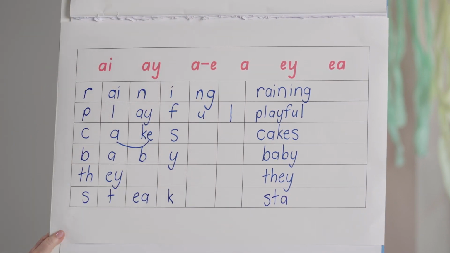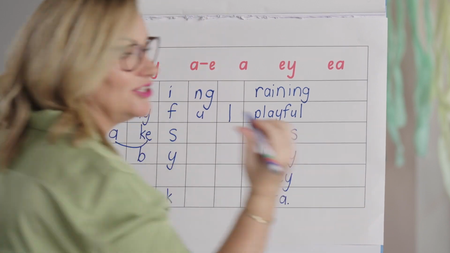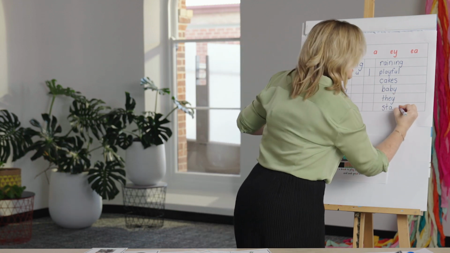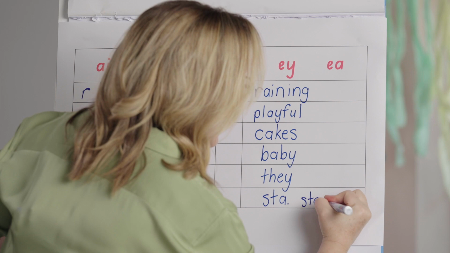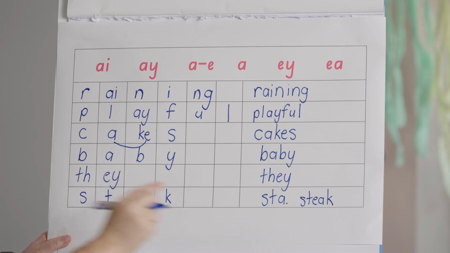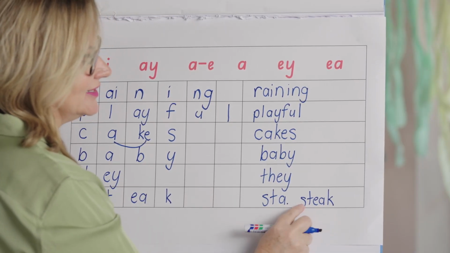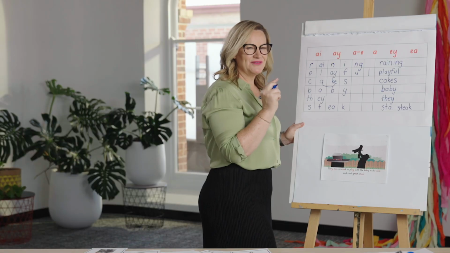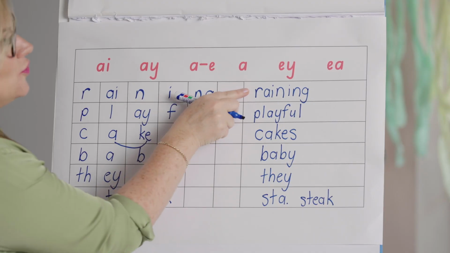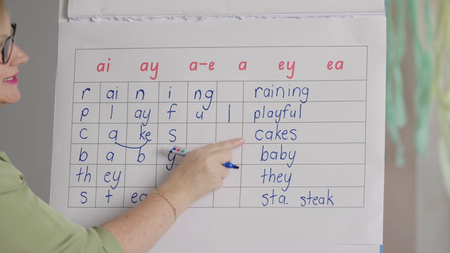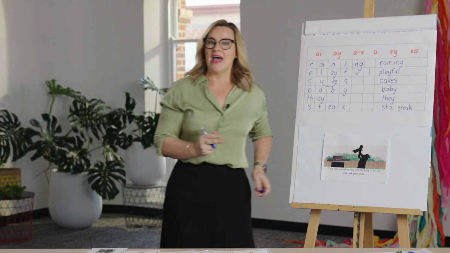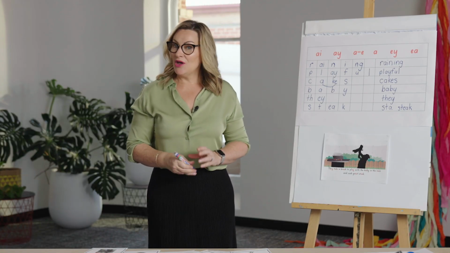Oh, Louise, what's happened here? Nope, I'm going to dot that. Try again. This time I'm going to say the E-A because my brain didn't remember it. S-t-e-a-a. That's just something I try in my head to help me remember. So, steak, steak. And I just needed to give myself that extra boost of E-A to remember in there. Okay, let's read our words down. Raining, playful, cakes, baby, they, steak. Excellent.